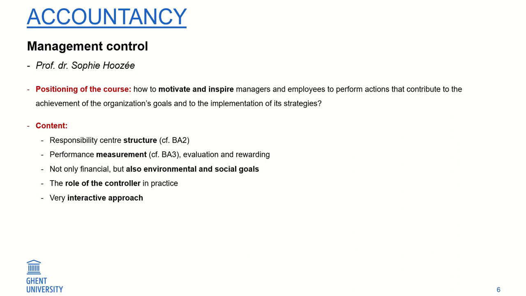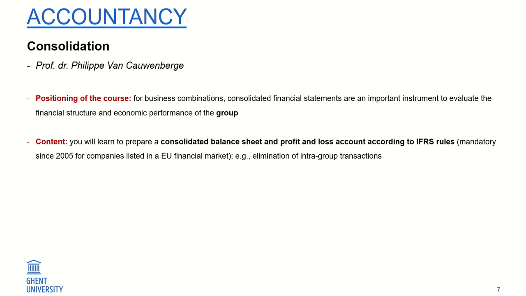In the third block, you have two other smaller courses at the same time. They are 3 ECTS points, so that's why in the third block you have 3 courses. So at the same time, you get consolidation also by Professor van Kouwenbergen.